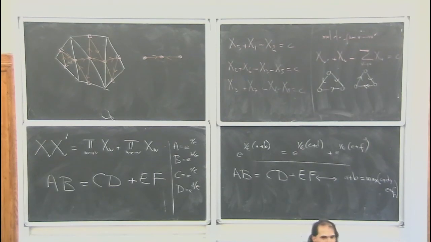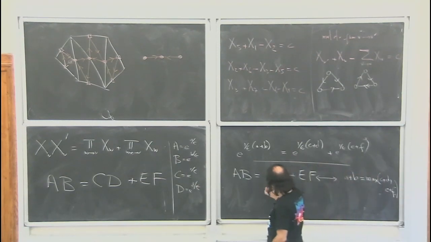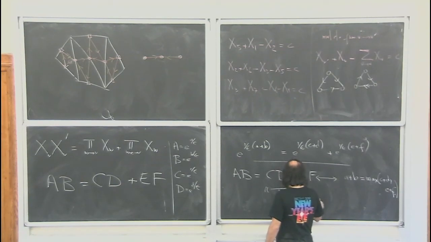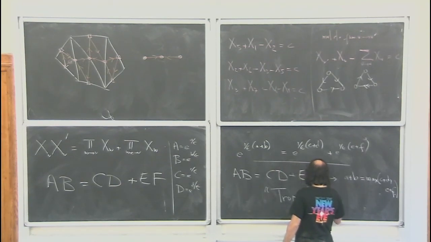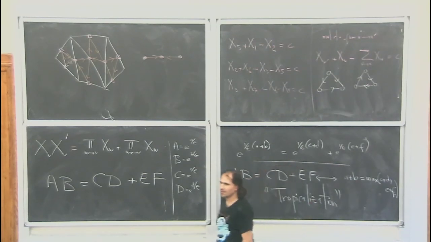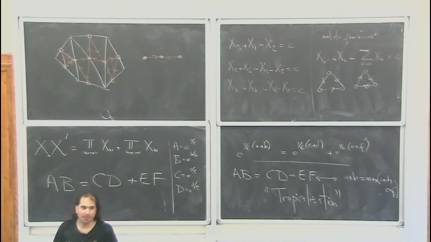You can do this for any expression involving all plus signs, and products. The rule is everywhere you see a product, you replace it with a sum. Everywhere you see a sum, you replace it with the symbol max. And this process is known as tropicalization. Don't ask me why. There's a funny story why it's called tropicalization. And the subject is known as tropical geometry.